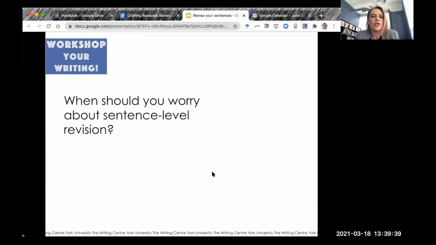So when should you be worrying about sentence level revision? I can say that a lot of students come to the Writing Center even in the middle of their writing process, when they're not too clear on what their argument is, asking for proofreading. They come in and say, can we edit my paper?